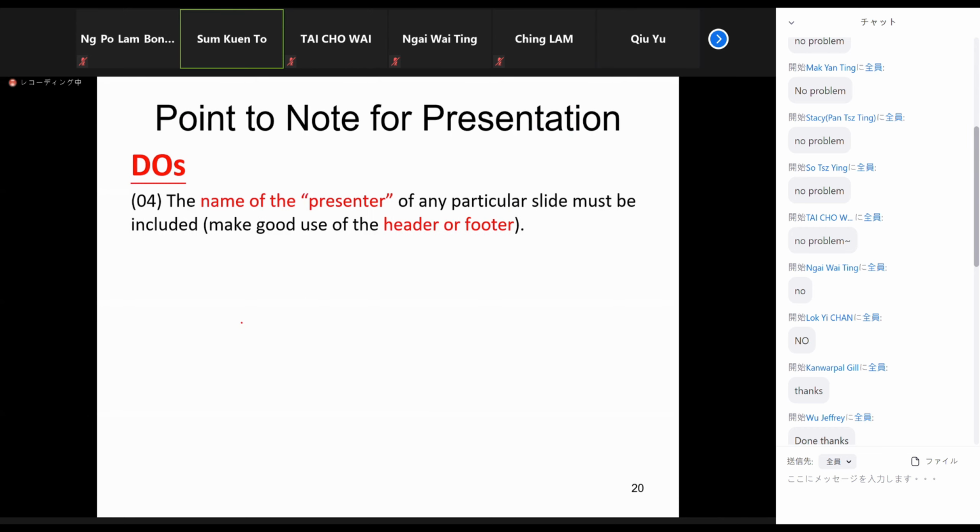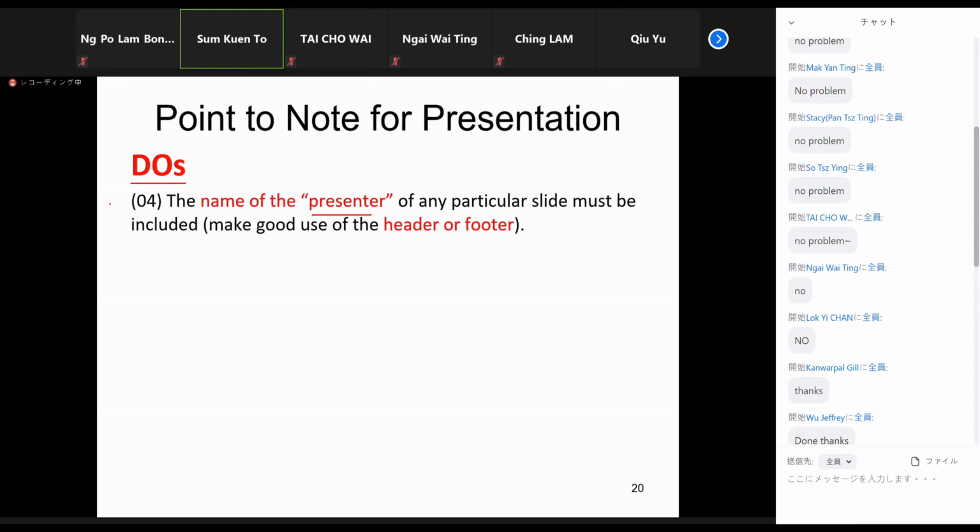And it will be better, I will show you a sample, all right, to put the name of the presenter at the header or footer. And I hope I can show you some samples later on. And this is just the technique, the skills, not only for this class, but for your other subjects, in future, depending on your job, okay?